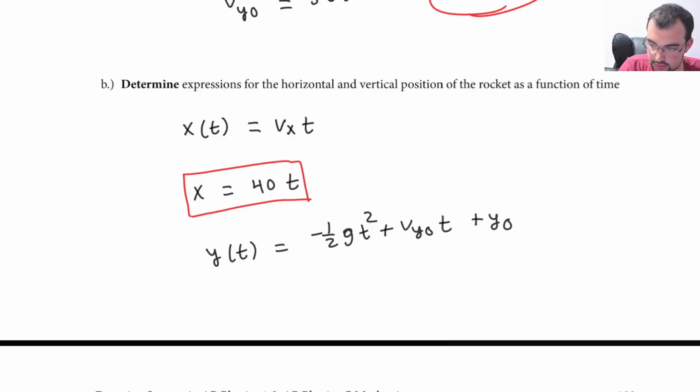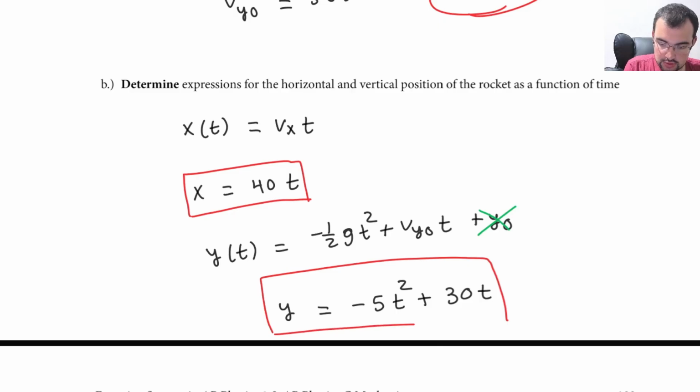I really don't even need to write this, because we're always dealing with ground-to-ground launches. So y would be equal to negative 1/2 times g, which is 10, so negative 5t squared, plus our vertical velocity component is 30t plus 0. So those would be our functions that model x and y.